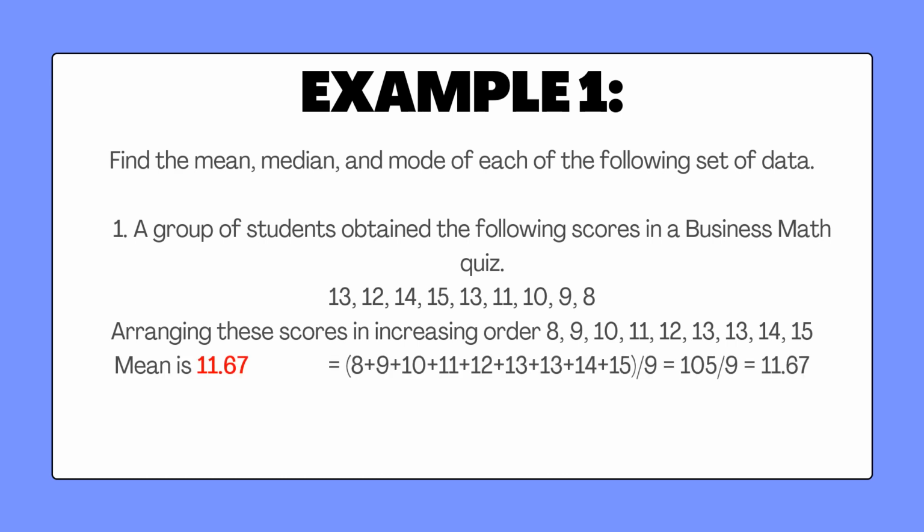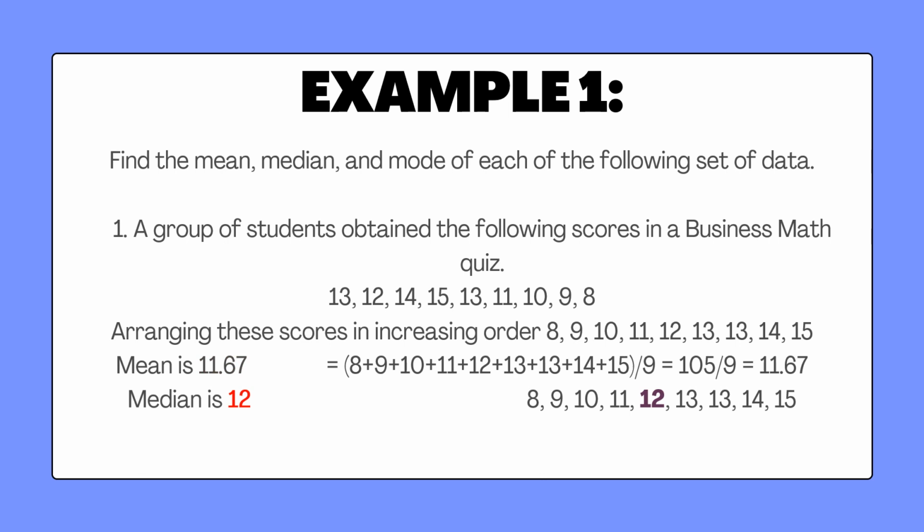To find the mean, or average, we add up all the numbers and then divide by the total count of numbers. Mean is equal to the sum 13 plus 12 plus 14 plus 15 plus 13 plus 11 plus 10 plus 9 plus 8, divided by 9. That will bring us 105 divided by 9. And the mean will be 11.67.